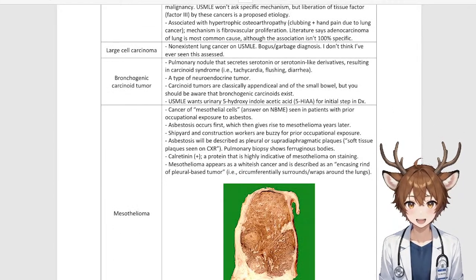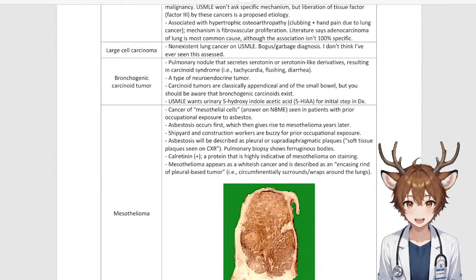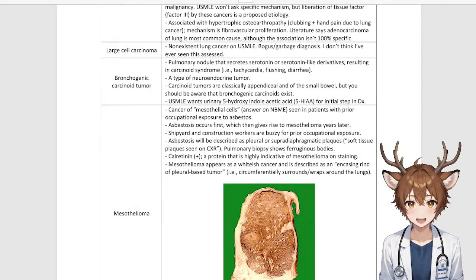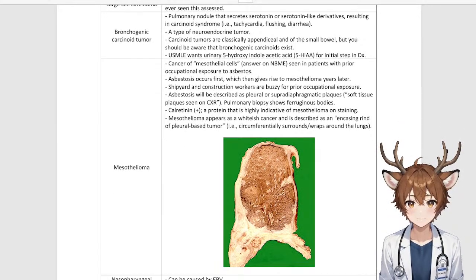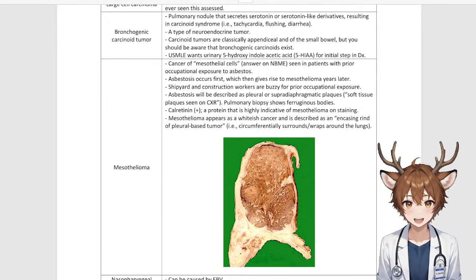Large cell carcinoma. Large cell carcinoma is a non-existent lung cancer on USMLE. Bogus garbage diagnosis. I don't think I've ever seen this assessed. Okay. I'm going to take a brief break.